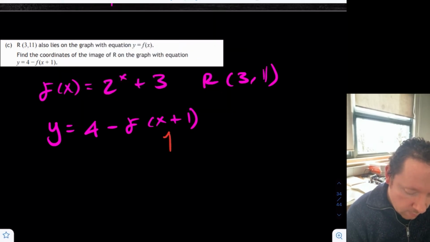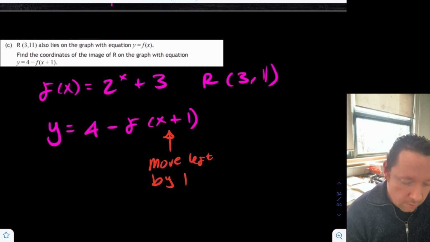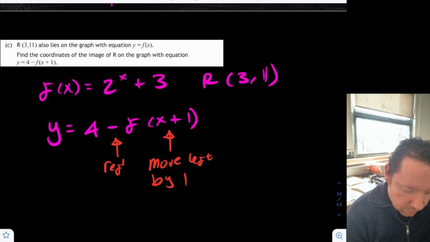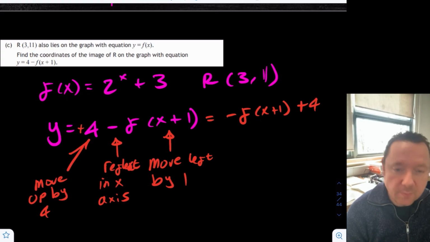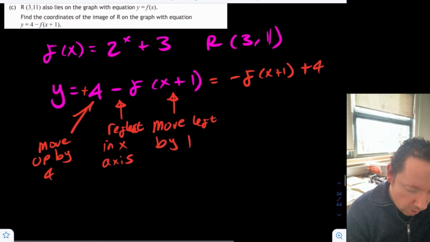The plus 1 in here means we move left by 1. Minus f of x means we reflect in the x-axis. And you can think of this 4 as plus 4, so move up by 4. If it helps, you can rewrite this as minus f of x plus 1, and then add the 4 in the end, and you might be able to see that better. So that means we've got our R, which was (3, 11).